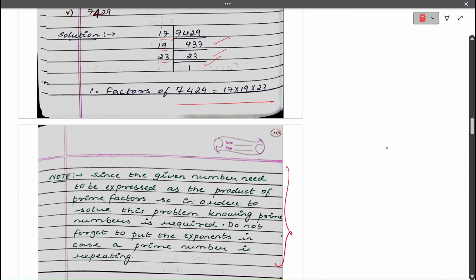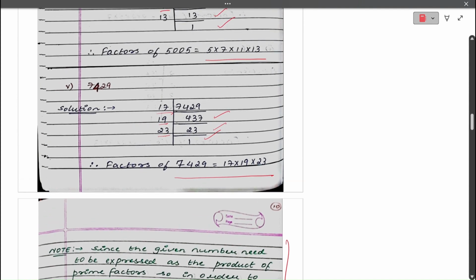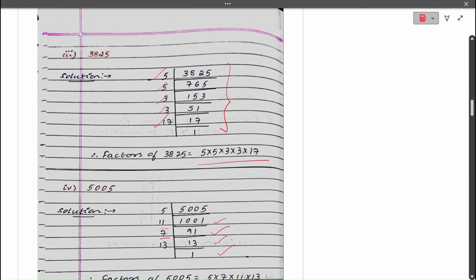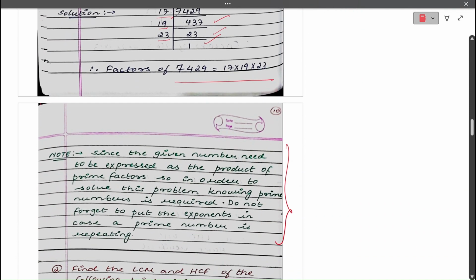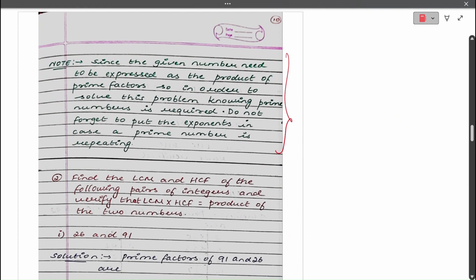Okay, this note point is very important, since the given numbers need to be expressed as the product of their prime factors. So in order to solve this problem, knowing the prime numbers is required. Very important. You should know what the prime numbers are. And do not forget to put exponents in case prime numbers are repeating. While I was telling this for the earlier question, I said 5 square into 3 square into 17, but I had not written it. You have to write it like this: 5 square into 3 square into 17. This is how you write it. Clear? Yes, make a note of this point. Please do pause the video and make notes.